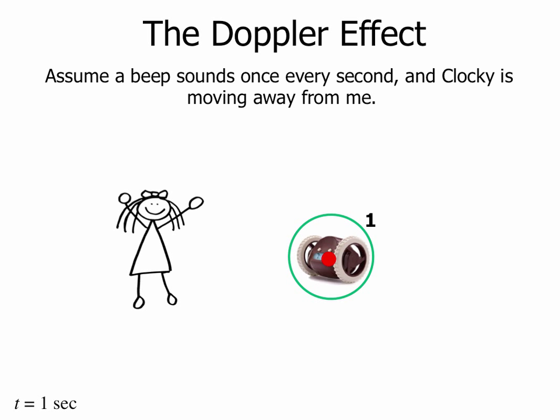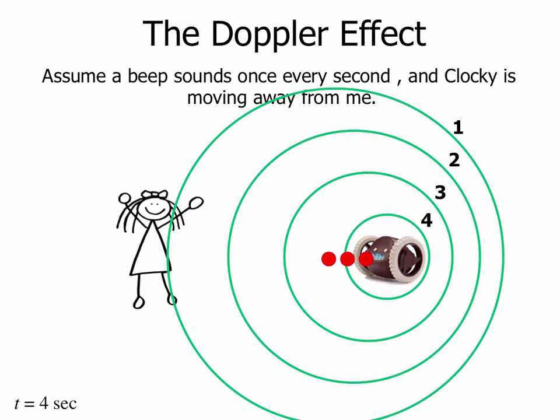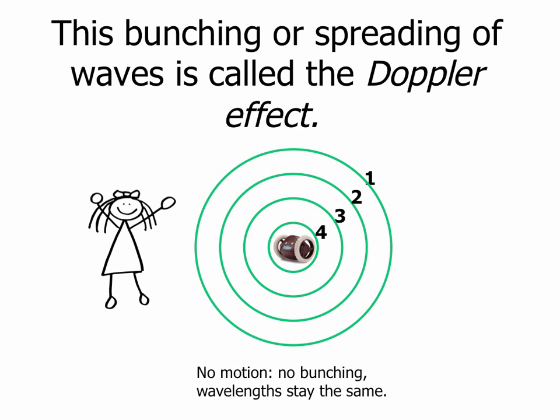For the last case, let's assume that Clocky is going to move away from me. So beep 1, 2, 3, 4, and now you see that as Clocky moves away from me, the beeps stay centered on the point where they were when they were emitted, and now the beeps are getting further apart, they're getting stretched, and so I will hear the beeping less than once a second, perhaps only every second and a half, or even longer between them.